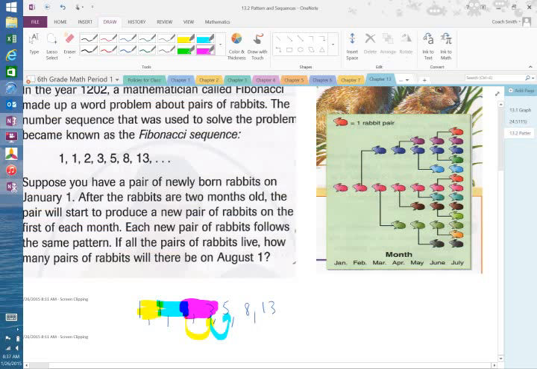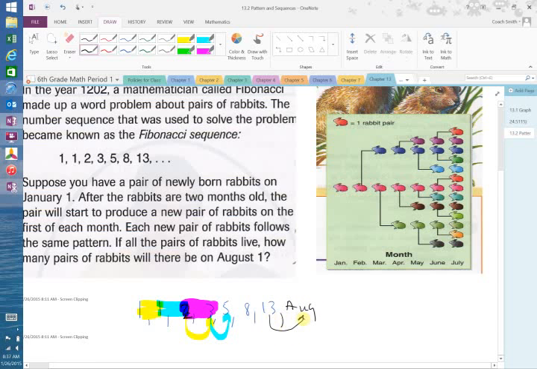Okay. So, oops, I better put that in black down there so we can see it. Okay, so to go from 5 to 8, you added 3 plus 5. To go from 8 to 13, you did 8 plus 5. Okay, so to go to August, which is next.